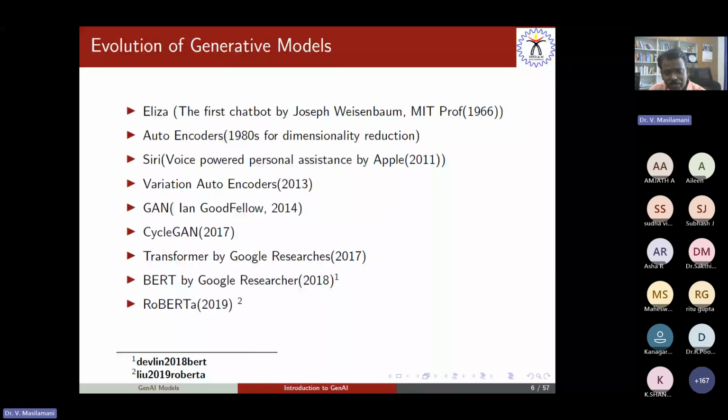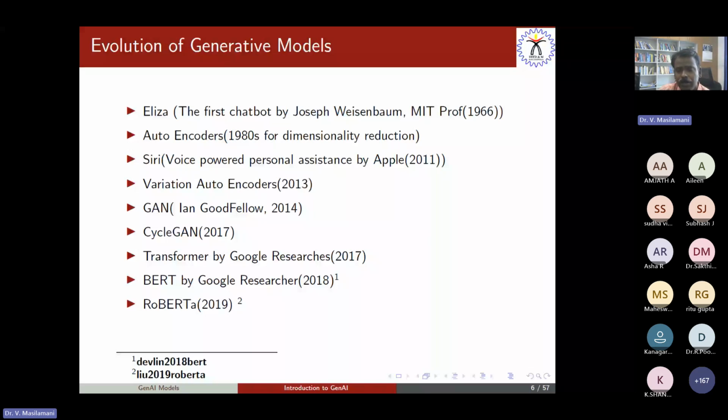Ian Goodfellow has written a nice book on deep learning. Those who want to do research or study more on deep learning should necessarily read this book. It's a good book. And then in 2017, CycleGAN was introduced. It was a slight modification done to GAN.